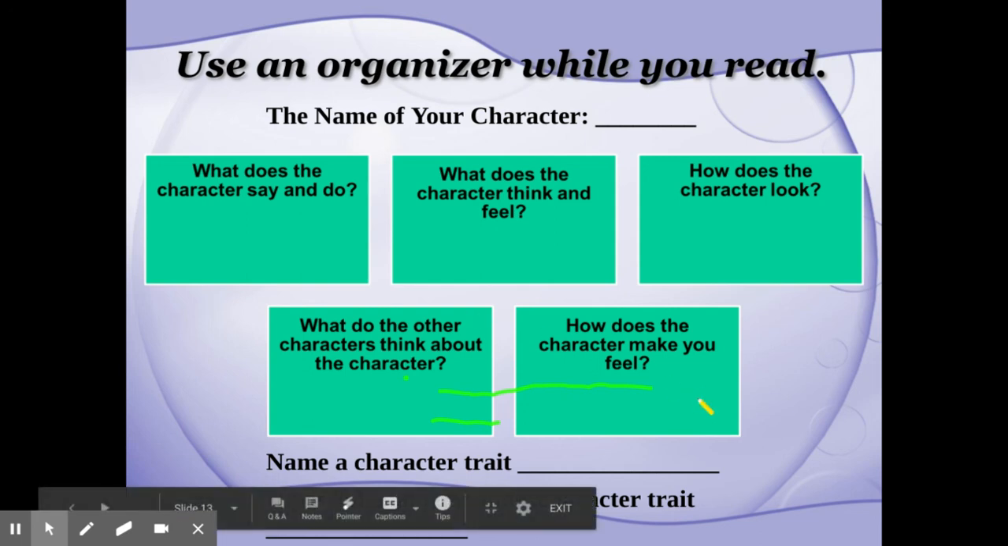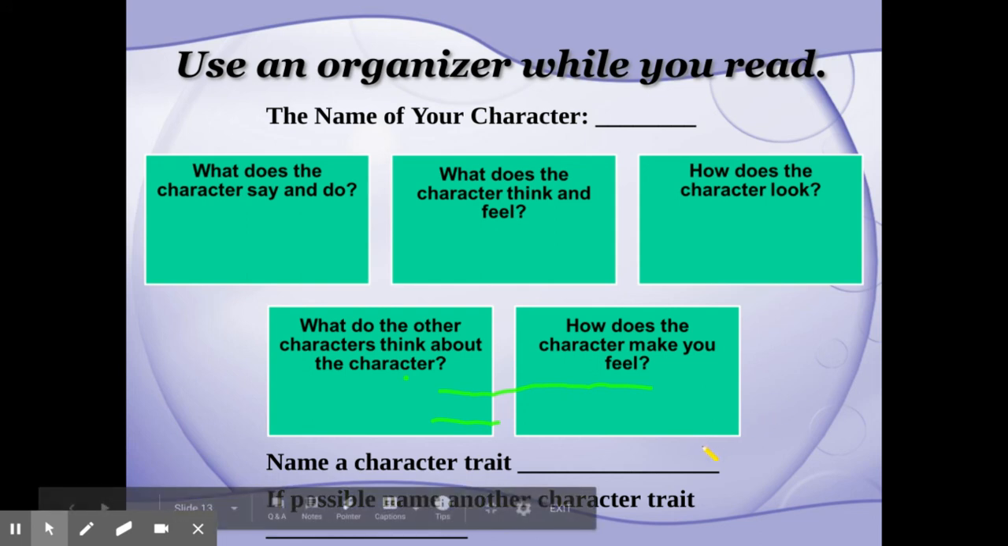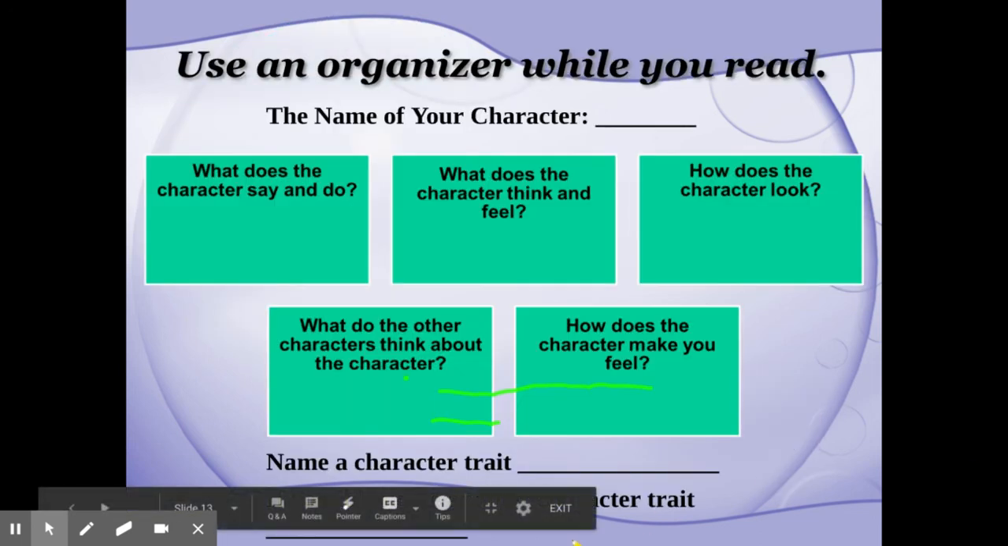How does the character make you feel? So maybe she makes you angry. Maybe something that she's doing upsets you. Maybe something that she's doing makes you proud. So just think about how she makes you feel once you read it. And then you're going to name a character trait. And then you're going to name another possible character trait too. So we're going to use all that information that we have on Destiny to be able to name 2 character traits. So that's your assignment today. Feel free to rewatch this video if you need any help, and good luck.